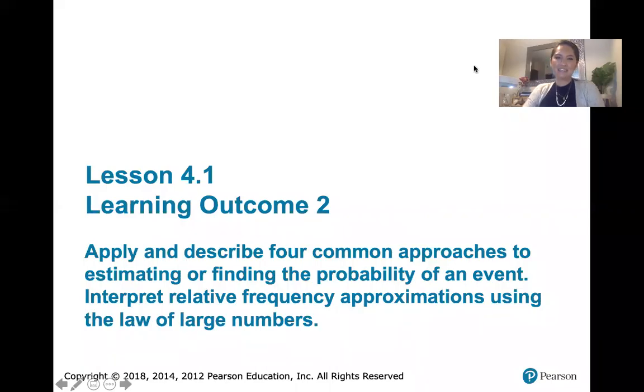In this video, we're discussing learning outcome number 2, which is about 4 common approaches to estimating probabilities or finding probabilities of some event happening. And then we're going to interpret the relative frequency approximations that we'll discuss as measures of probability using the law of large numbers.